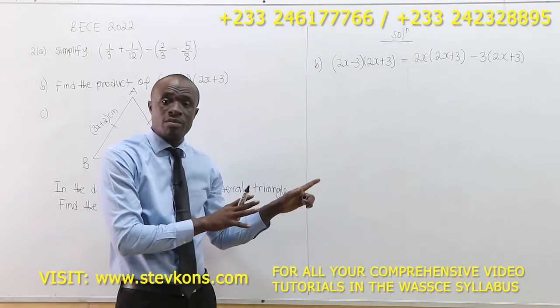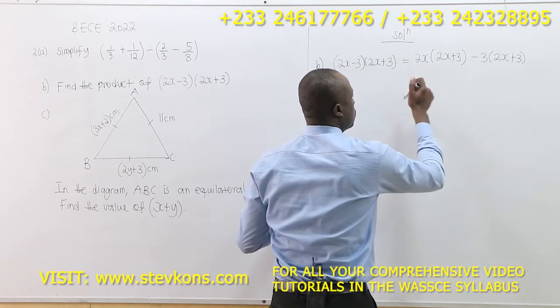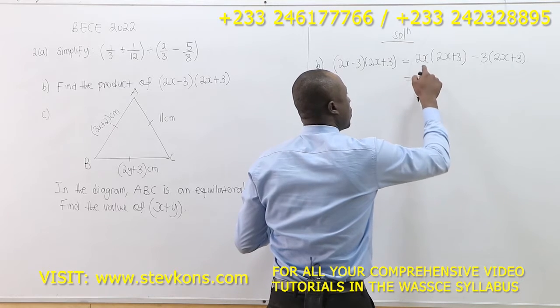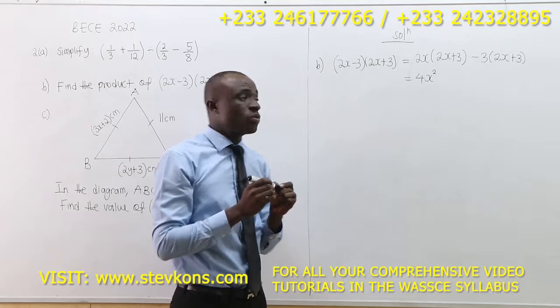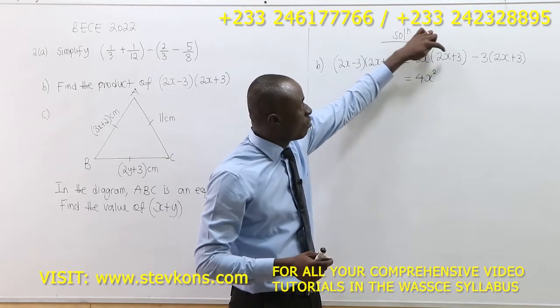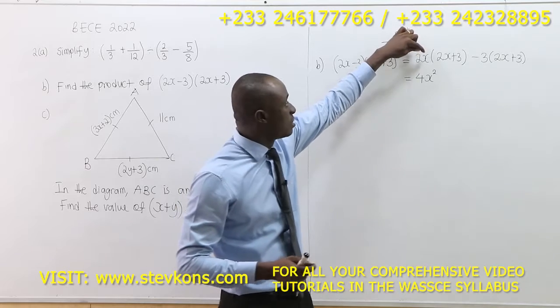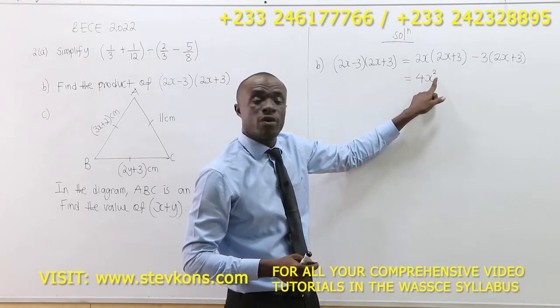A lot of questions of this nature are available on the pen drive. Now, here you see 2 times 2, that is 4. x times x is x squared. Why is it x squared? This x is to the power 1, this is also to the power 1. When you are multiplying, you add the exponents, 1 plus 1, giving us 2. That is why we have 4x squared here.